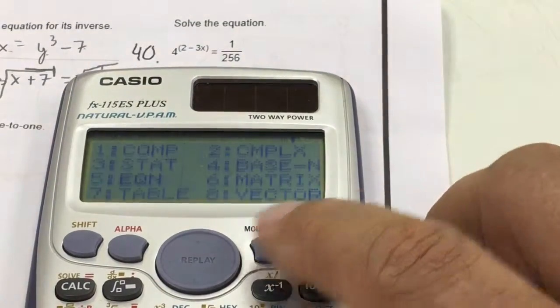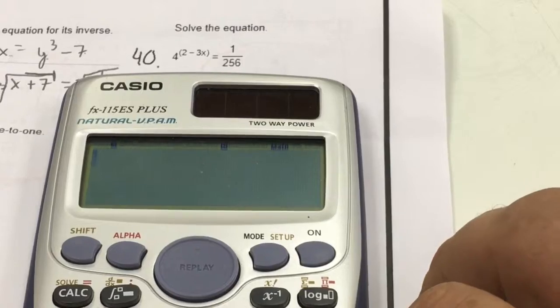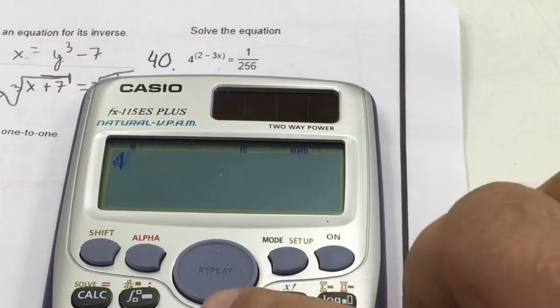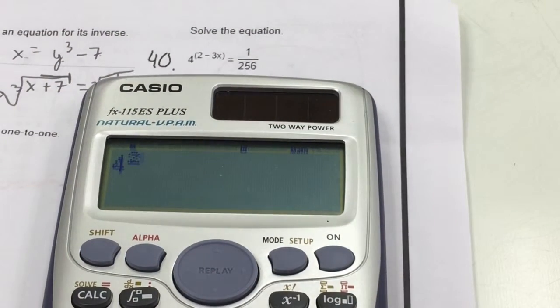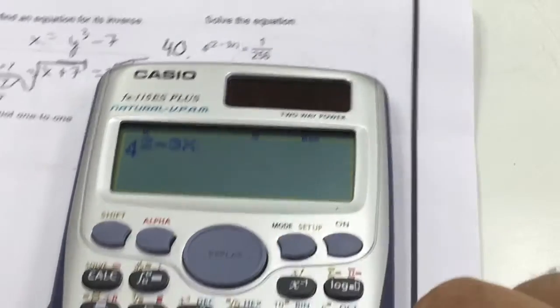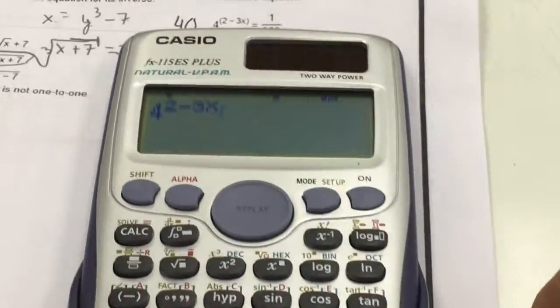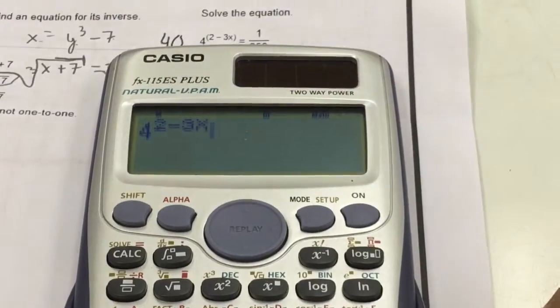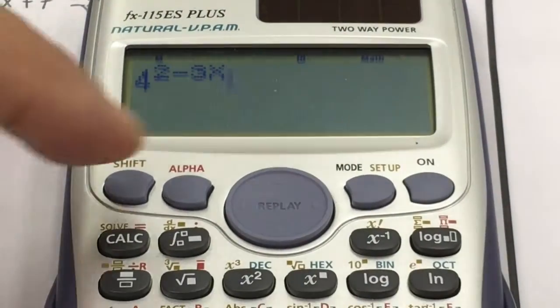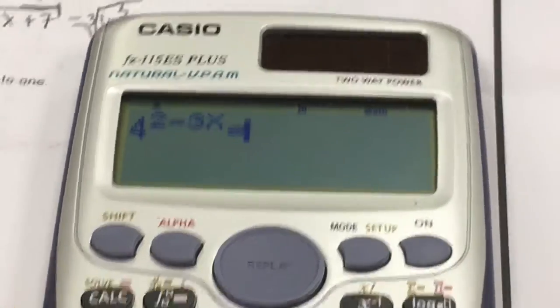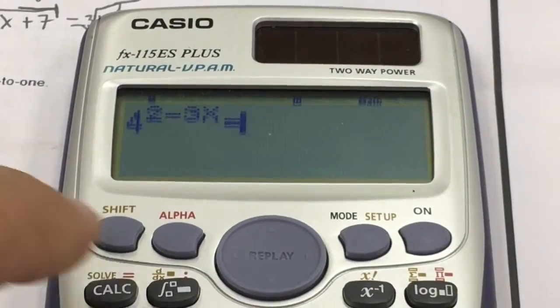I'm going to hit mode 1. That's important. It can't be in complex mode. And I'm going to type this in just like it looks. 4 to the 2 minus 3x. Right arrow. Now, you don't want to hit the equals button. You want to hit the alpha equals button. Alpha equals, and that's going to equal 1 over 256.